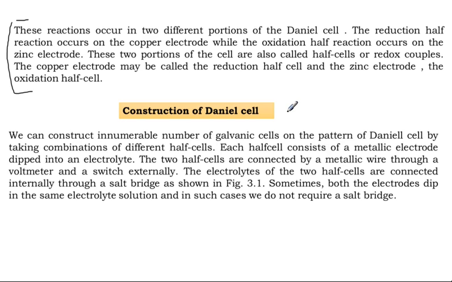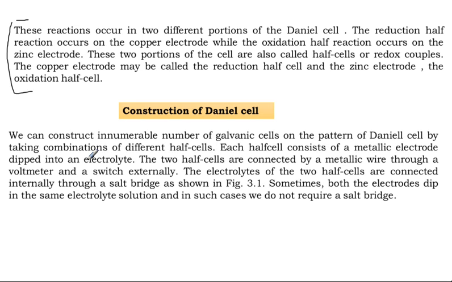Now construction of the Daniell cell. How to construct a Daniell cell? Okay, so we can construct a good number of galvanic cells on the pattern of a Daniell cell by taking combinations of different half cells. Each half cell consists of a metallic electrode dipped into an electrolyte. What is the electrolyte? The salt of the particular metal.